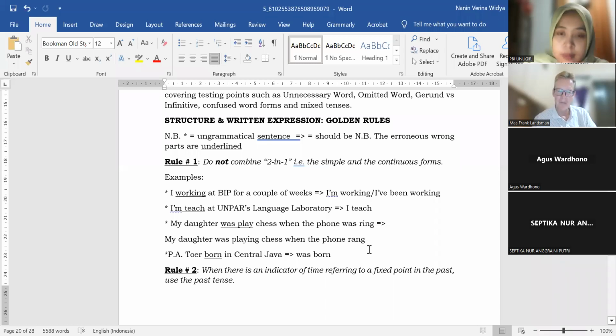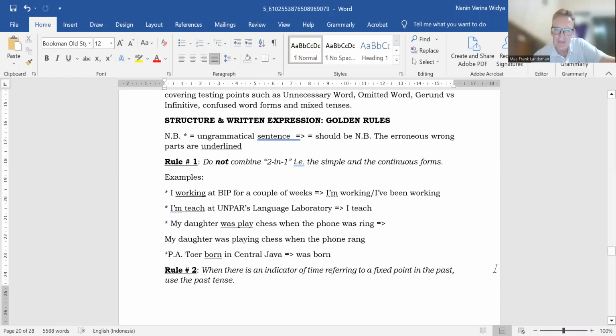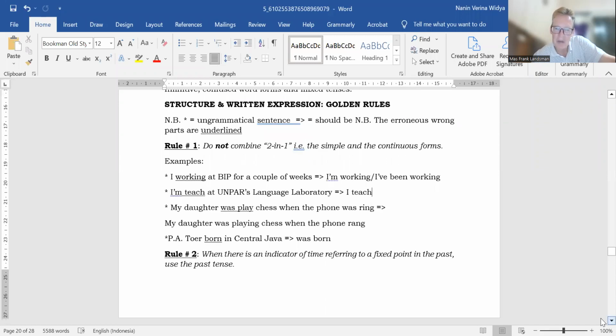That's not always possible. The last one, actually a famous writer here who almost got the Nobel Prize, but Agus knows more about him. Pramoedya Ananta Toer wrote many novels and short stories, and he was recommended for the Nobel Prize. Ya, hampir menang hadiah Nobel, but he died. And Nobel Prizes are not given posthumously after somebody's death. So sadly, there was no Nobel Prize for the Javanese writer here. But here, when you look at the past, Pramoedya Ananta Toer, born is impossible, was born. Yeah, you have to use this past tense.